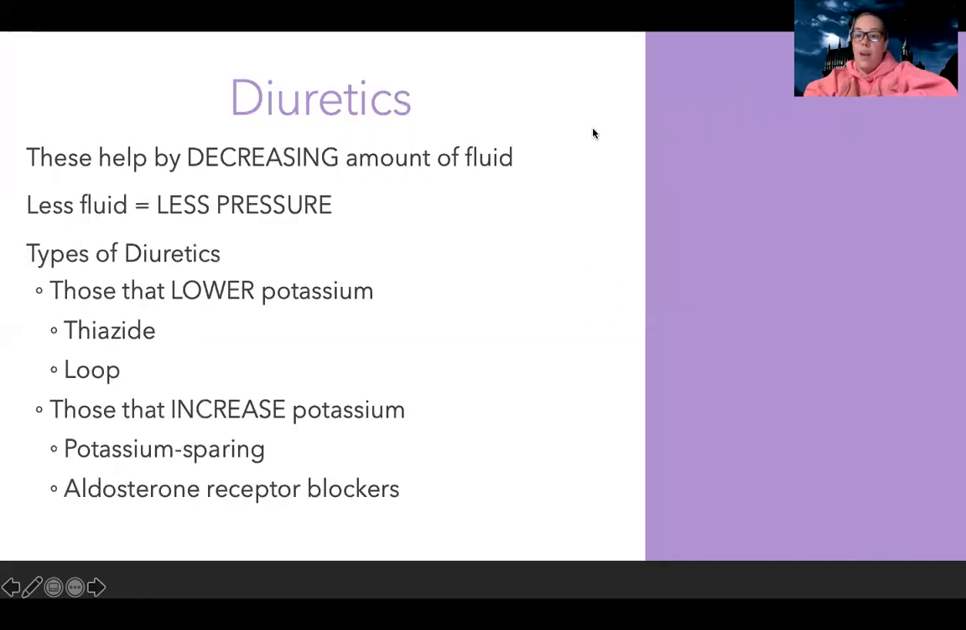So let's start with diuretics. Diuretics help patients with high blood pressure because they help by decreasing the amount of fluid. If there's less fluid, like I mentioned, there's less pressure, because fluid is pressure. I have to have fluid in my blood vessels to have pressure.